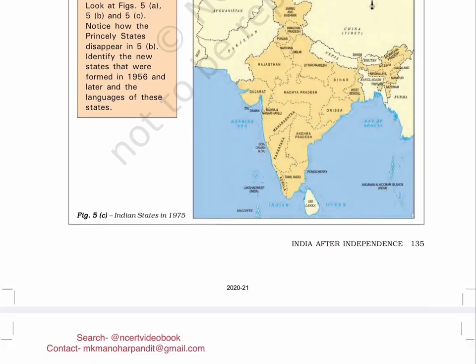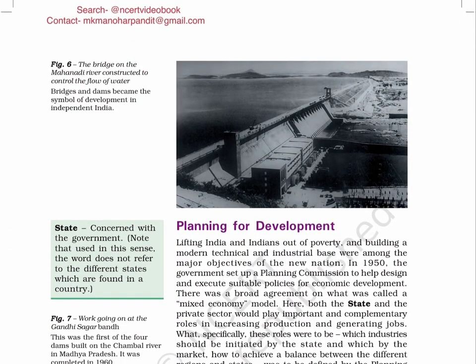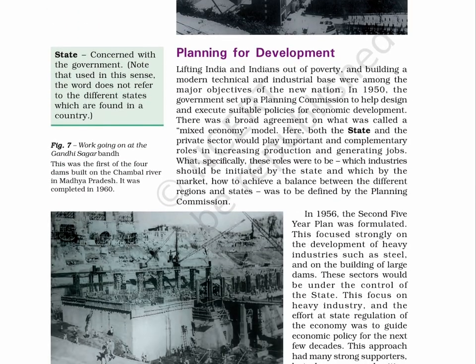Page 136. Planning for development. Lifting India and Indians out of poverty and building a modern technical and industrial base were among the major objectives of the new nation. In 1950, the government set up a planning commission to help design and execute suitable policies for economic development. There was a broad agreement on what was called a mixed economy model.